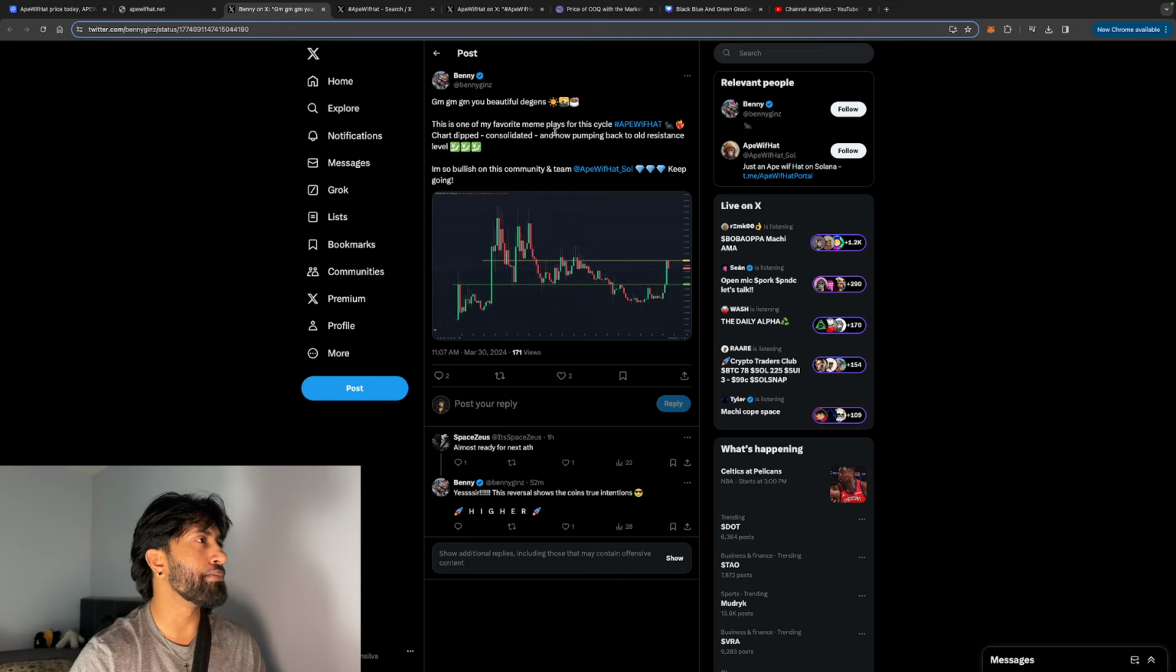This is one of my favorite meme plays for this cycle, Ape Wif Hat. The chart dipped, as you guys saw, it dipped hard, and you see this big green candle here. This is super unhealthy, right? A dip was bound to happen, and then we kind of settled around this support area, and now we're pumping up again, bumping back to old resistance levels.